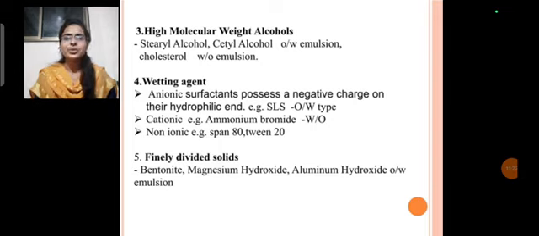Next is the wetting agent, in which anionic, cationic, and non-ionic wetting agents or surfactants are used. An anionic surfactant example is SLS, a cationic surfactant example is ammonium bromide, and non-ionic surfactant examples are Span 80 and 20. And next is the finely divided solids. Examples are bentonite, magnesium hydroxide, aluminum hydroxide.